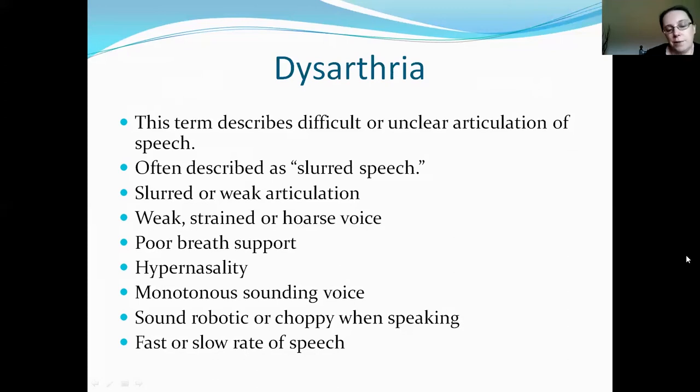Their voice might change, so it might become quite monotonous, so you're not getting that rise and fall in pitch. And sometimes it can also sound quite robotic or choppy when they're speaking. So you get some inappropriate pauses between words. So sometimes it just sounds a bit strange. And sometimes they can speed up to sound very, very fast, or sometimes the speech can slow down. And those are the kind of things you tend to notice with dysarthria.